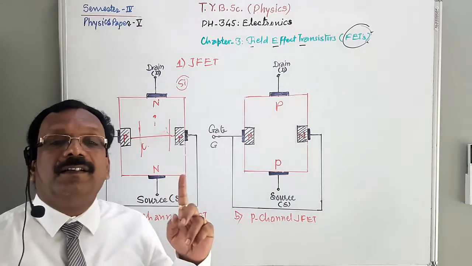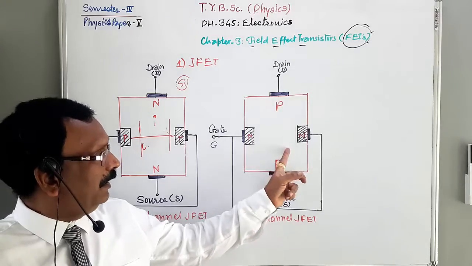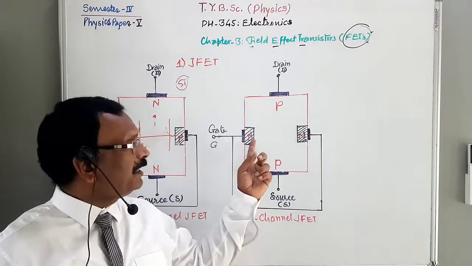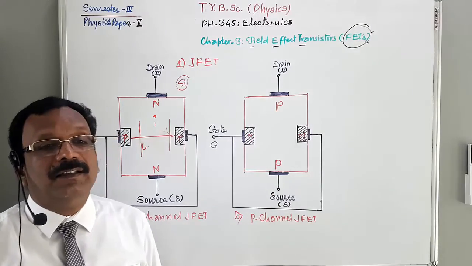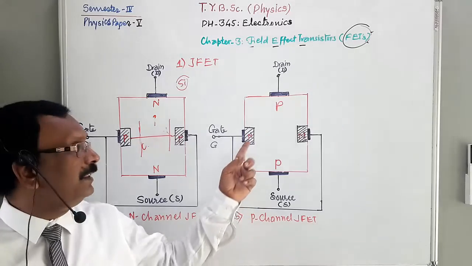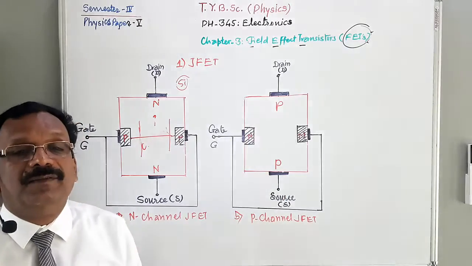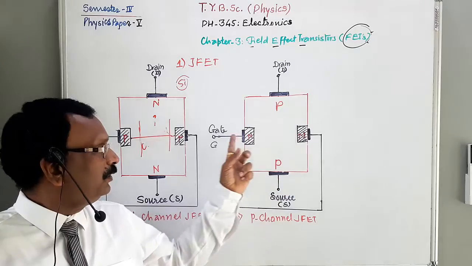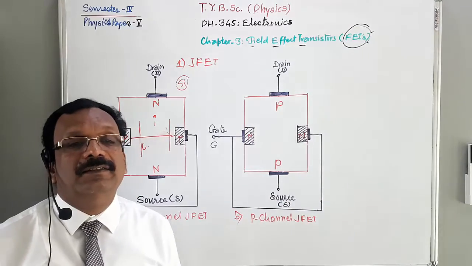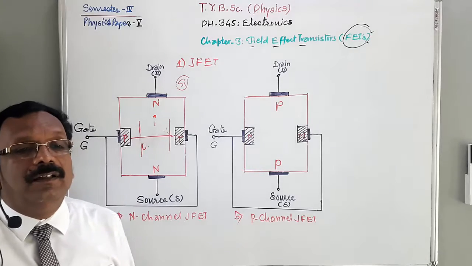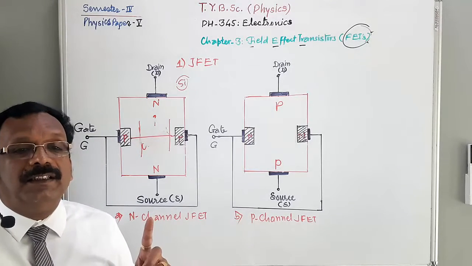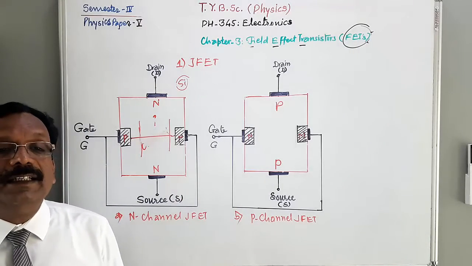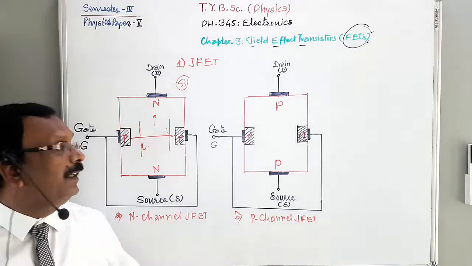The N type regions form two PN junctions. The space between the junctions, that is the P type region, is called a channel. This is called a channel. Both N type regions are connected internally, as shown by this line, and a single wire is taken out in the form of a terminal called gate.